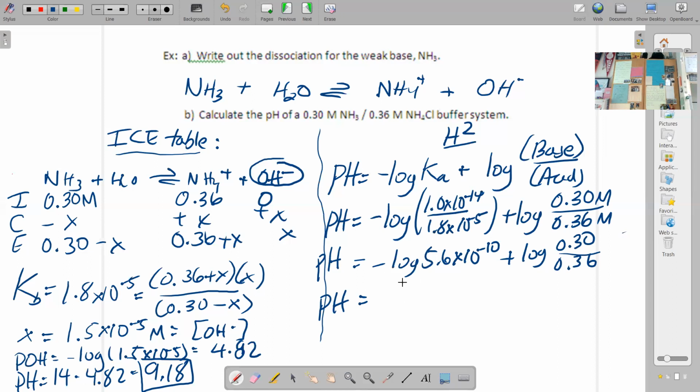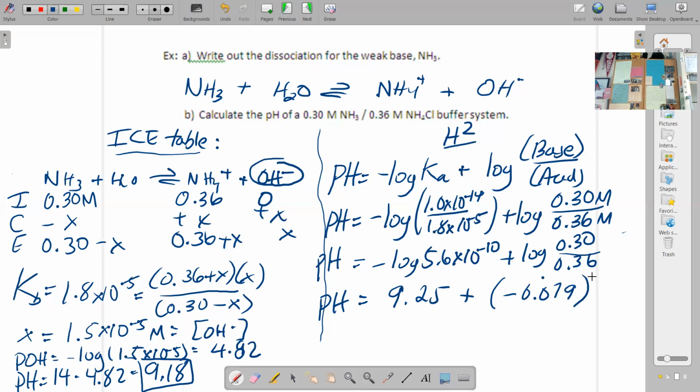Type it in. 9 point what? Isn't it 9.25? And then you guys, what about the log of that ratio? 0.30 over 0.36 comes out negative, right? Because it's a decimal. And what is it? 0.079? Is that round right?